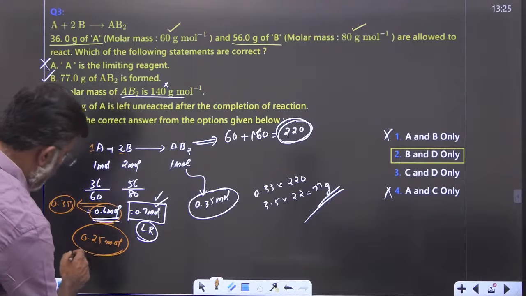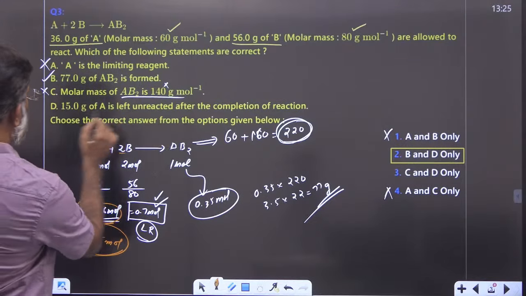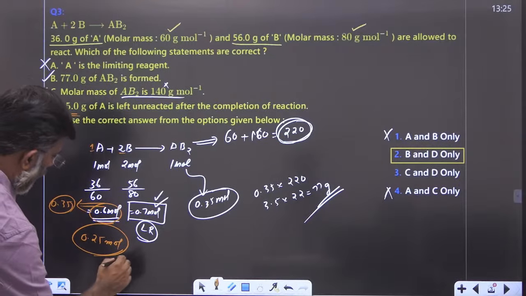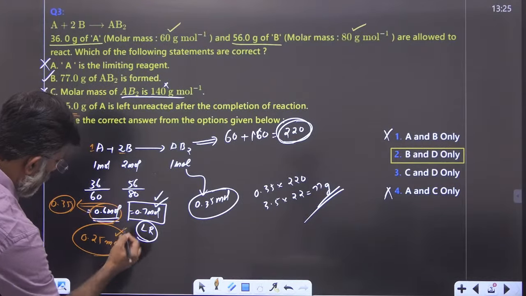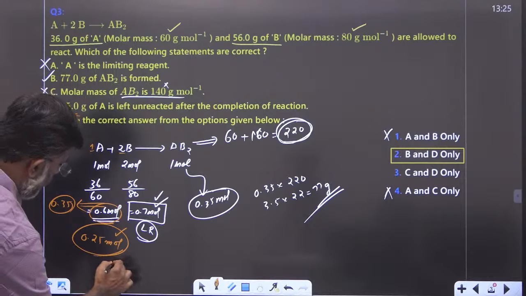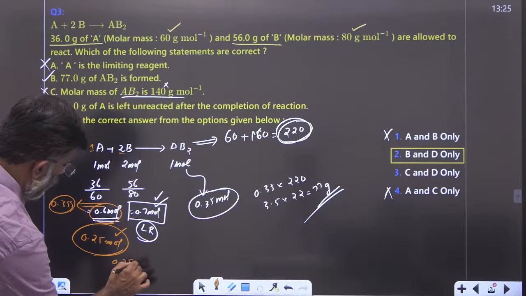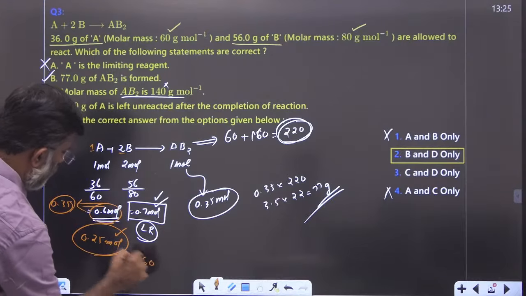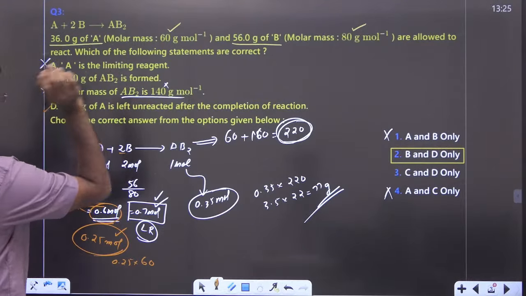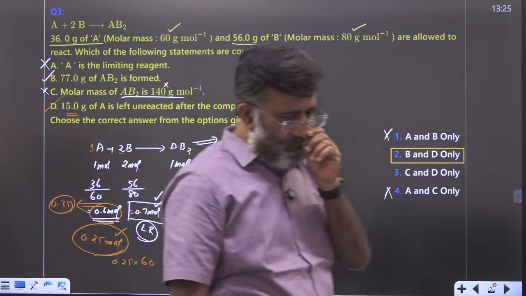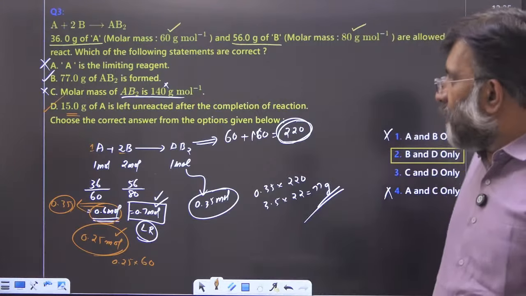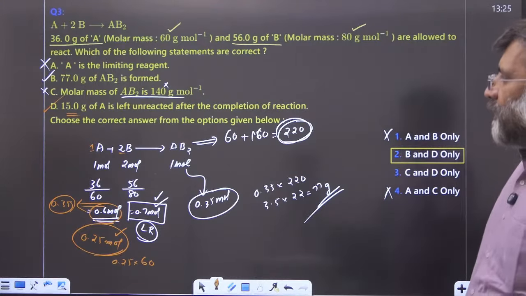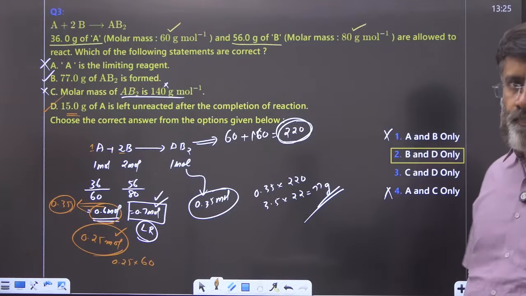0.25 mole A remaining means mass ആണ് ചോദ്യം. Mass 15 gram of A left unreacted. So this is the number of moles of A left unreacted. So it is 0.25 into 60, that is 15. Correct. This is correct. D is correct. അപ്പോൾ A തെറ്റാണ്, Bയും Dയും correct answer.